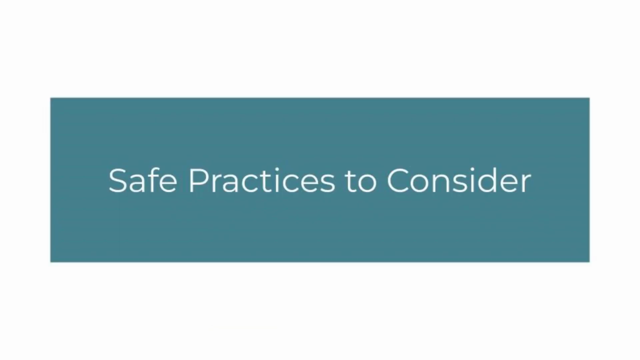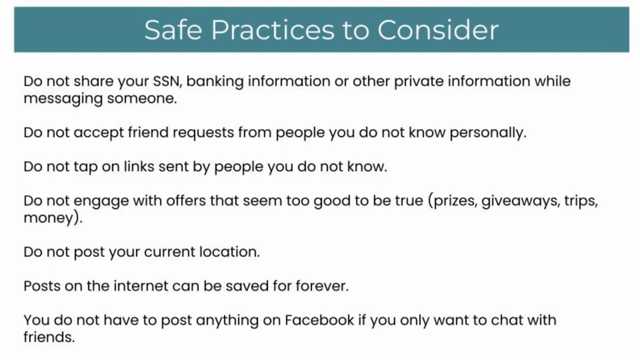Now that we have learned how to become friends with people on Facebook and how to chat with them, let's take a look at some safe practices to consider when using social media. As you message and post on Facebook, do not send anyone your social security number, banking information, or other private information. Avoid accepting friend requests from people you do not know personally. On Facebook, people who aren't friends with you can still send you a message, but Facebook will ask you for your approval to allow the person to send you a message. This is a rare occurrence, but it happens. Ignore the request and do not tap on any links sent by anyone you do not know or trust. These links could have a potential virus.